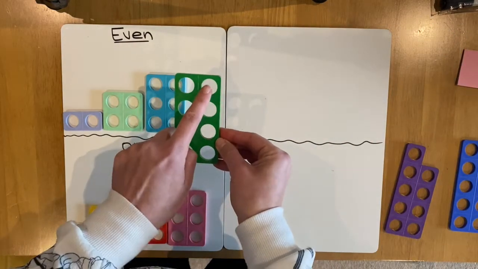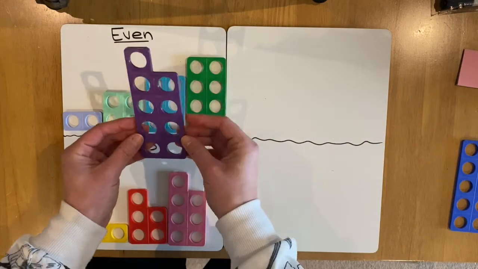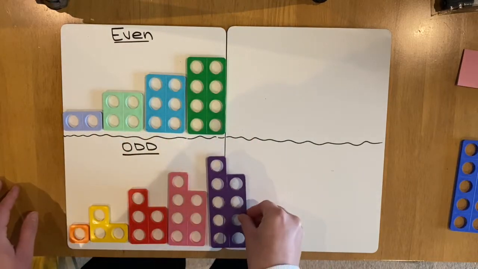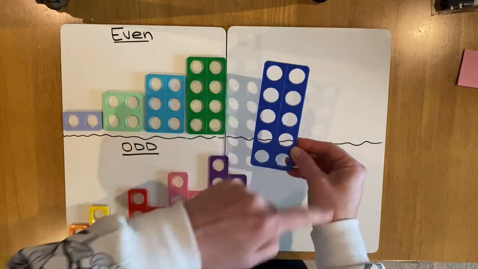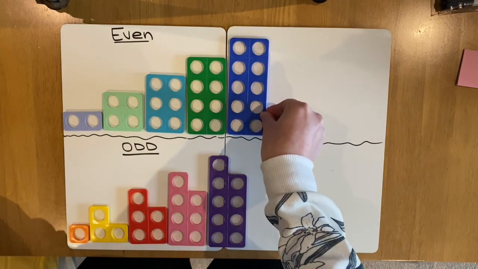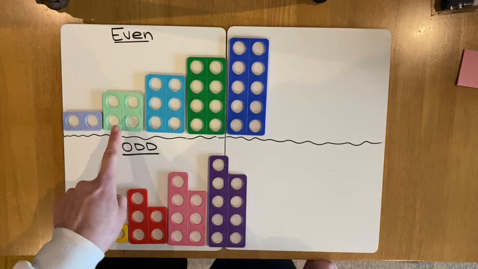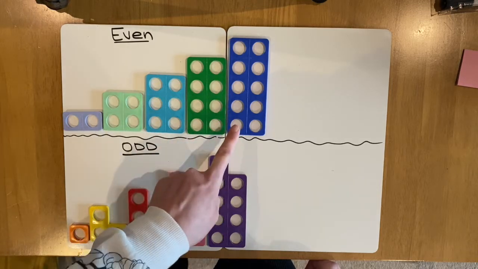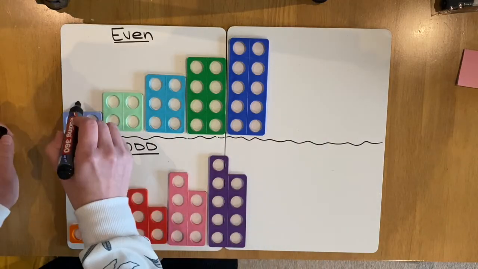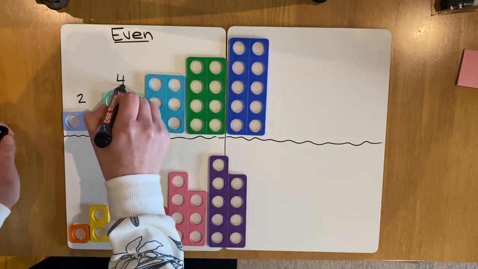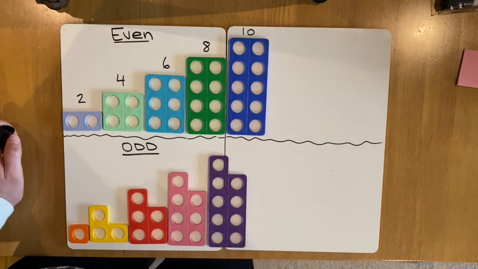Number 8 has a buddy, so it's even. Number 9 has nobody, so it's odd. And finally, number 10 has a buddy, so it's even. So let's look at which numbers are even. 2, 4, 6, 8, 10. I'm going to write that down. So we've got 2, 4, 6, 8, 10.